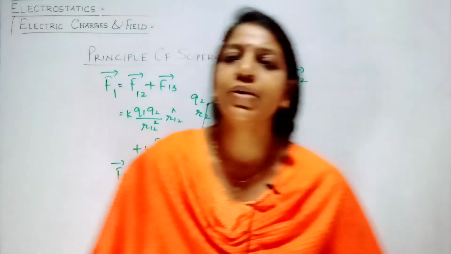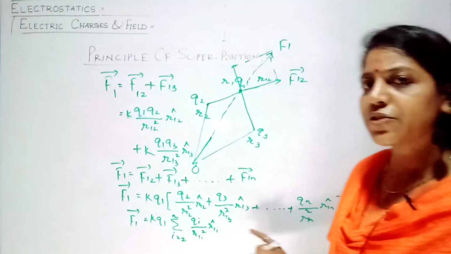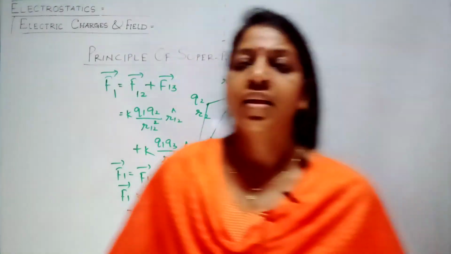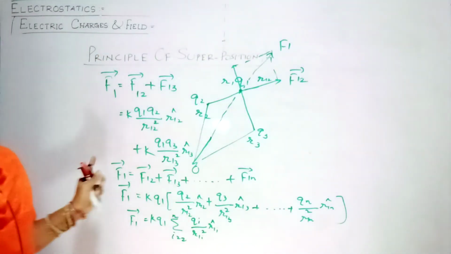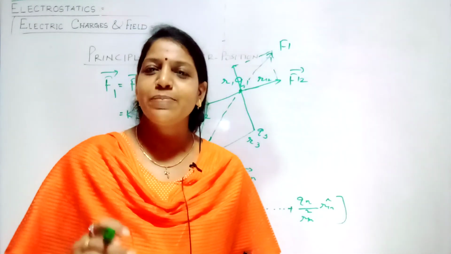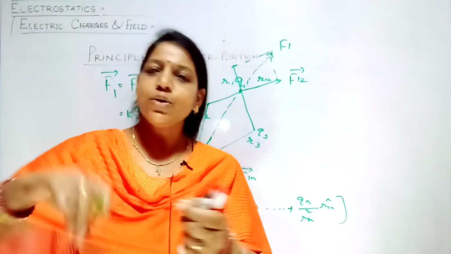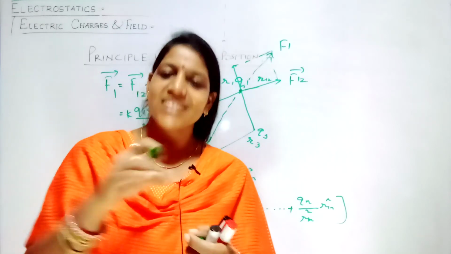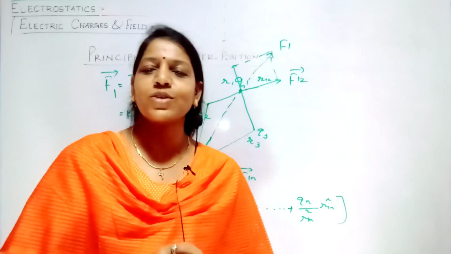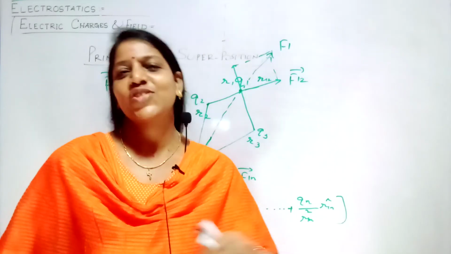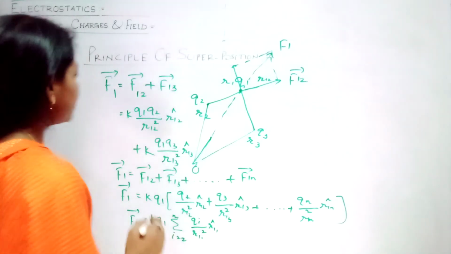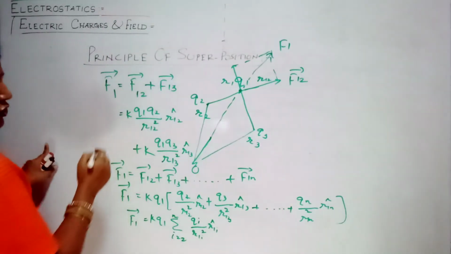So what are you concluding from this? You can take the snapshot. Clear? Now see, what will be the statement of the superposition theorem? The net force experienced by a single charge due to the presence of all other charges is nothing but the vector sum of all the forces on that charge due to the other charges. Clear? Let us see the statement of it. What is your superposition theorem statement?